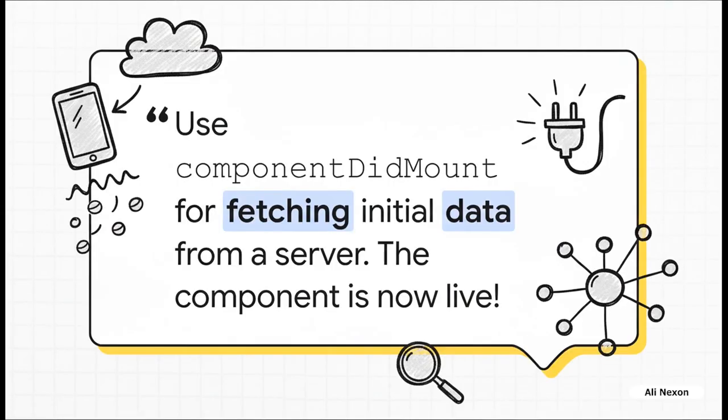And this is where things get really practical. I mean, think about it. Why would you go fetch a bunch of data from a server for a component that hasn't even appeared on the screen yet? It just doesn't make sense. That's why the number one classic use case for componentDidMount is kicking off that initial API call to get the data it needs to display.